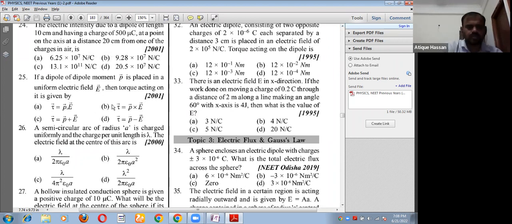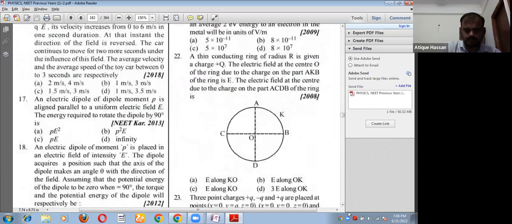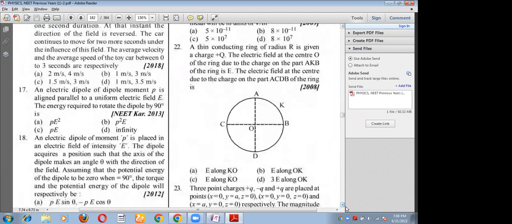Torque is equal to P cross E. Directly, you have to find the formula for torque. See question number 25. Very easy, right? Torque is equal to P cross E. Yes, sir.